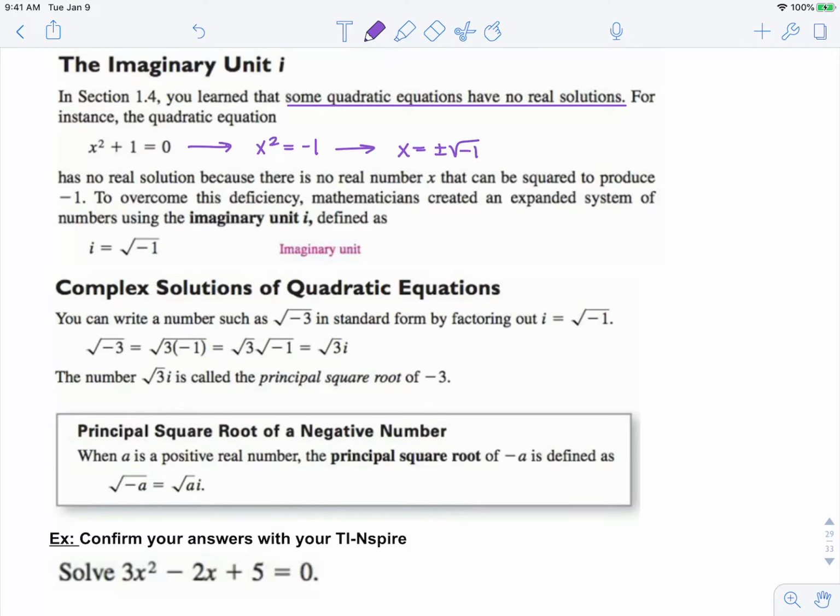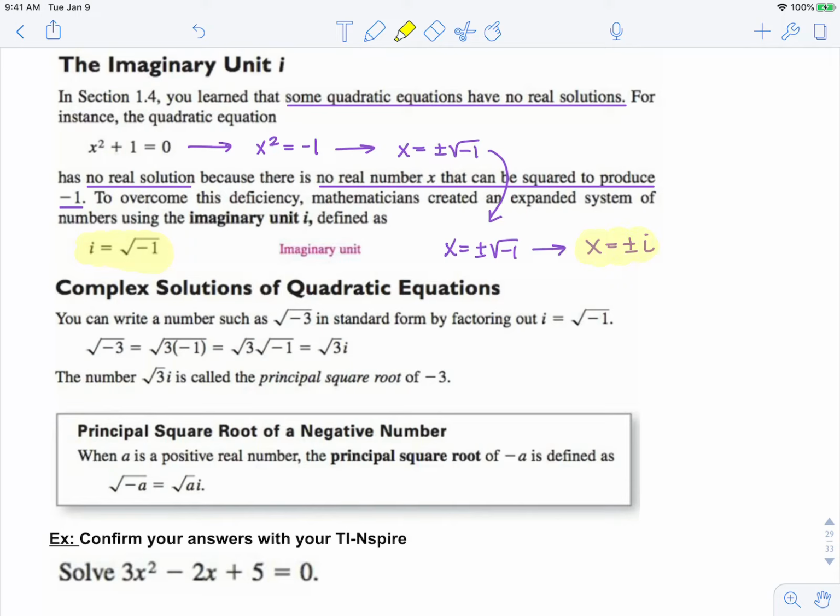This equation has no real solution because there is no real number x that can be squared to produce negative 1. To overcome this deficiency, mathematicians created an expanded system of numbers using the imaginary unit, defined as i equals the square root of negative 1. So if we continued on with this same example, let's say we bring it down here, x equals plus or minus square root of negative 1 means that x equals plus or minus i, the imaginary unit.